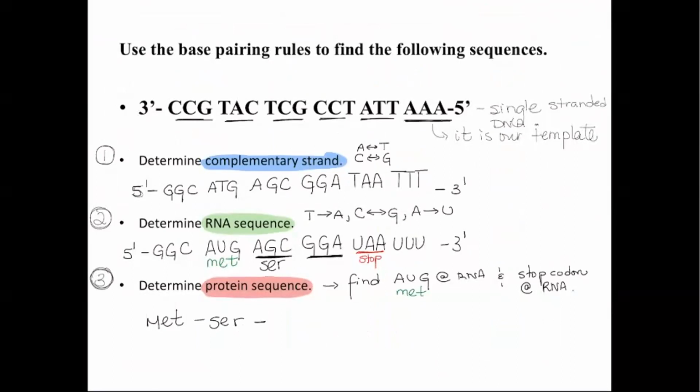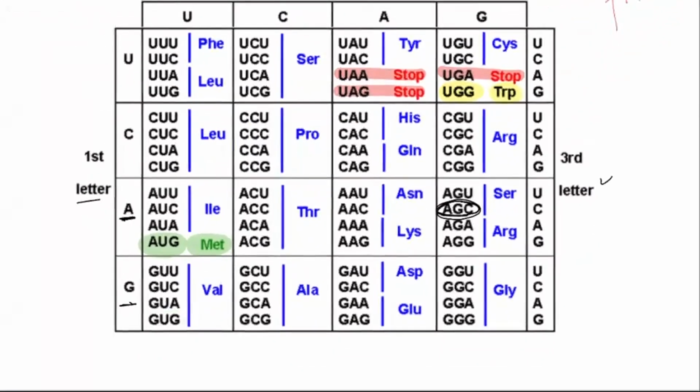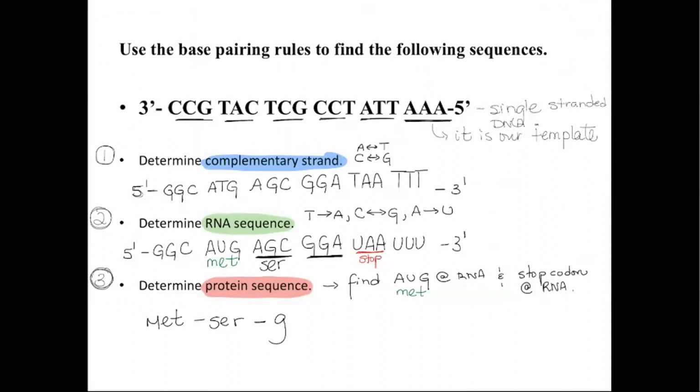Then we go to the next one, GGA. Go back to this table. When I have a GGA, the first letter is a G, so I'm down here. Then I'm all the way back here, because the second letter is a G, so I know I'm in this area. And if you look, GGA is glycine. Okay? So this peptide is composed of methionine, followed by serine, followed by glycine.